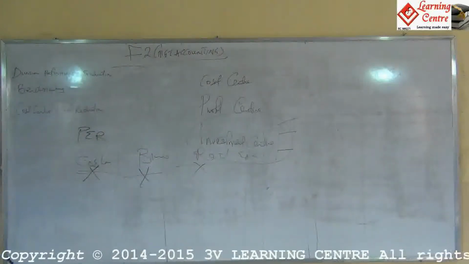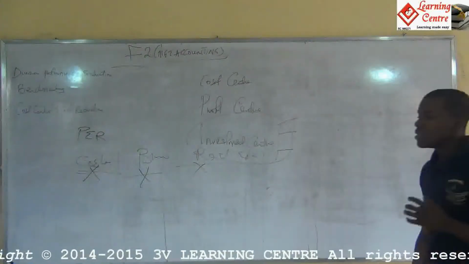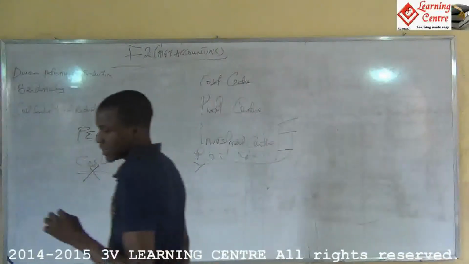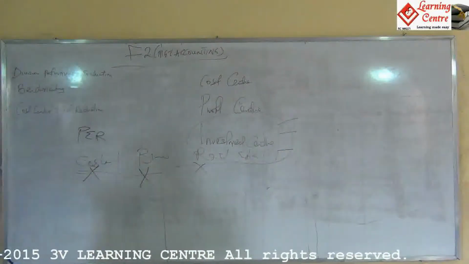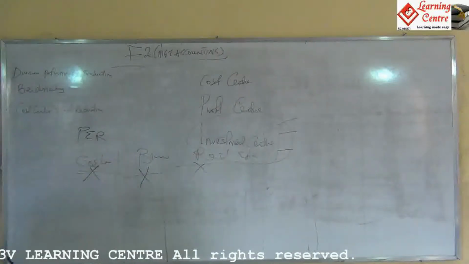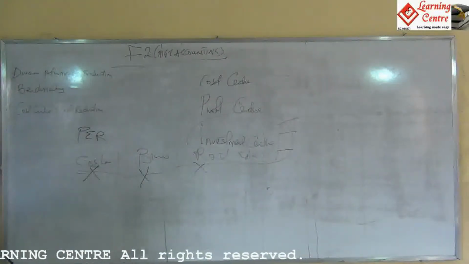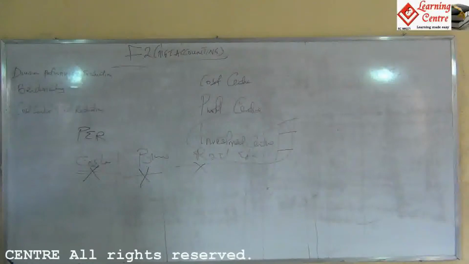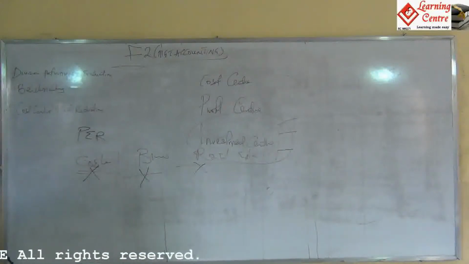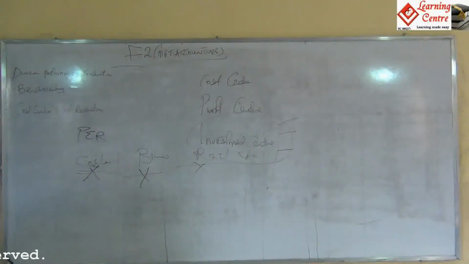Are you with me? There are various types of centers in an organization. Various centers in an organization. These are: one, cost center.